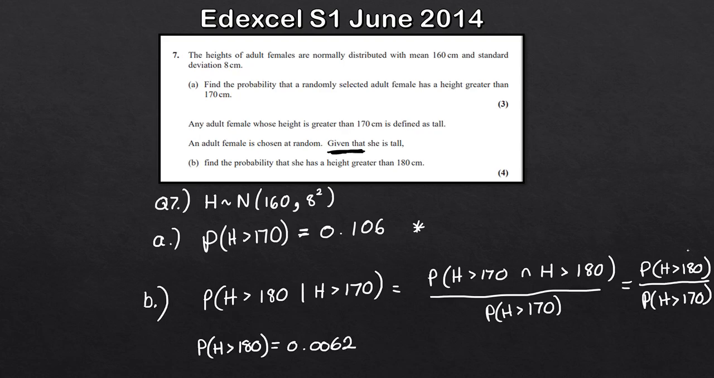Okay, so to get my answer here, I'm going to do 0.0062 divided by the probability that H is greater than 170, which is 0.106. Okay, and if I input this into my calculator, what I find here is I get 0.0585. Nearly got that wrong. So 0.0585 there. Okay, and that's the probability that she has a height greater than 180 centimeters, given that she is tall.